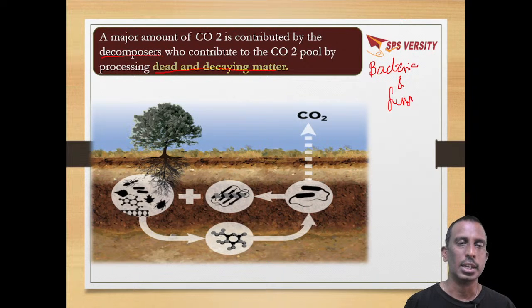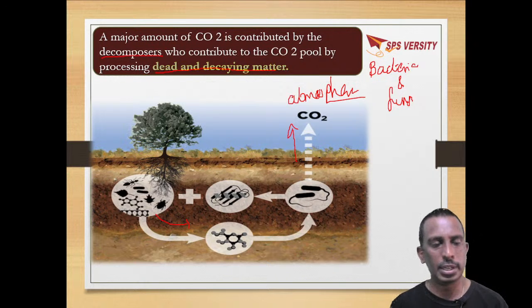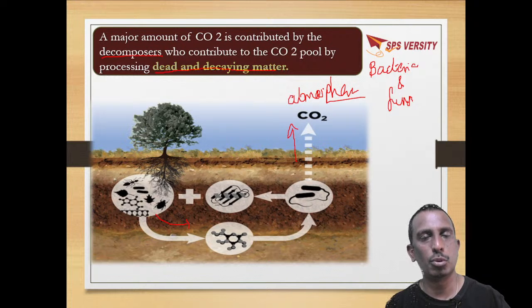Here you can see the process of decomposition, where detritivores carry out fragmentation, followed by catabolism and mineralization. In all these processes CO2 is released into the atmosphere. By the decomposition of dead and decaying matter, the CO2 finally reaches the atmosphere.